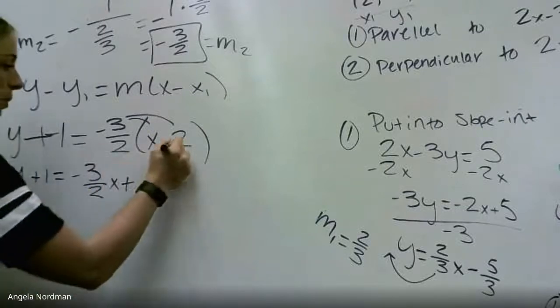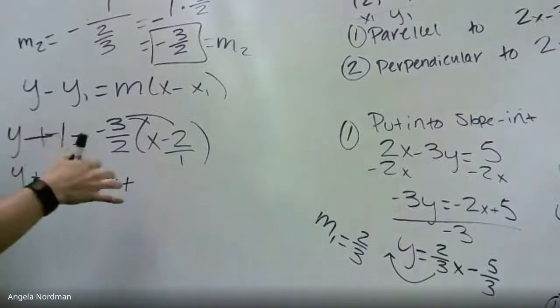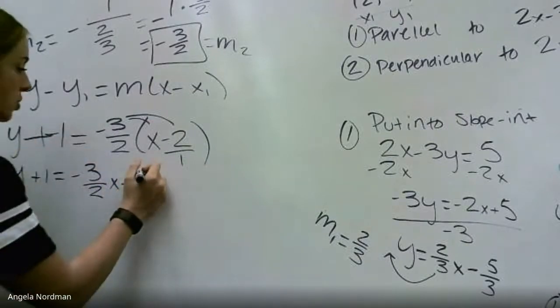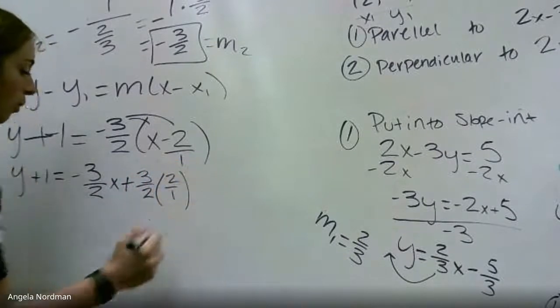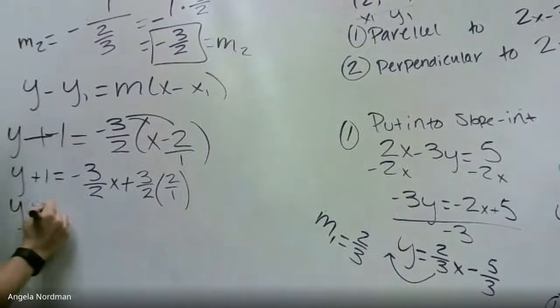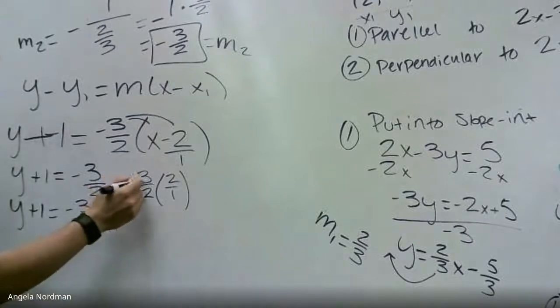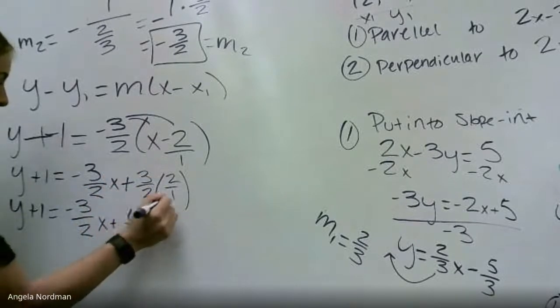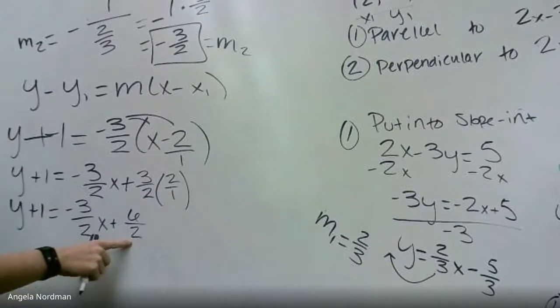We again are multiplying a fraction by a whole number. Again, you can write any whole number over 1. So this is the same thing as saying 3/2 times 2 over 1. Again, we multiply straight across. So y plus 1 equals negative 3/2 x plus 3 times 2 is 6. 2 times 1 is 2. So now 2 things can happen here. One, I do still need to get rid of this 1. We'll do that in a minute. But I'm going to simplify this fraction.